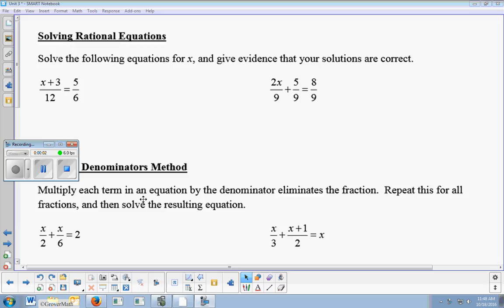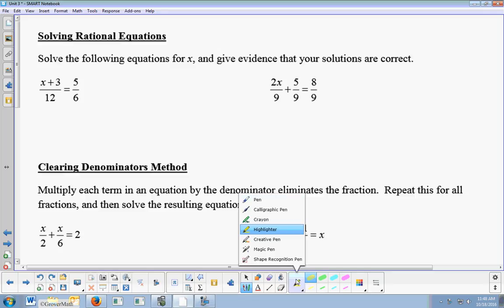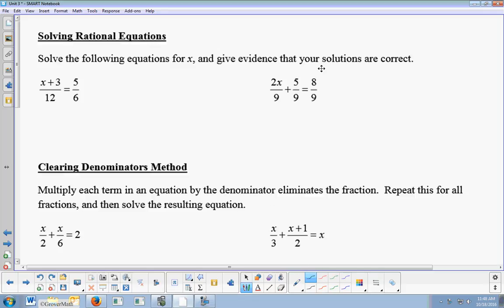Algebra 2, Common Core, solving rational equations. So rational equations essentially are fractional type of equations. To start off here, we have some very basic examples of fractional equations. Solve the following equations for x and give evidence that your solutions are correct. Basically, check your answer. Now, there's really two types of rational equations you're going to see.